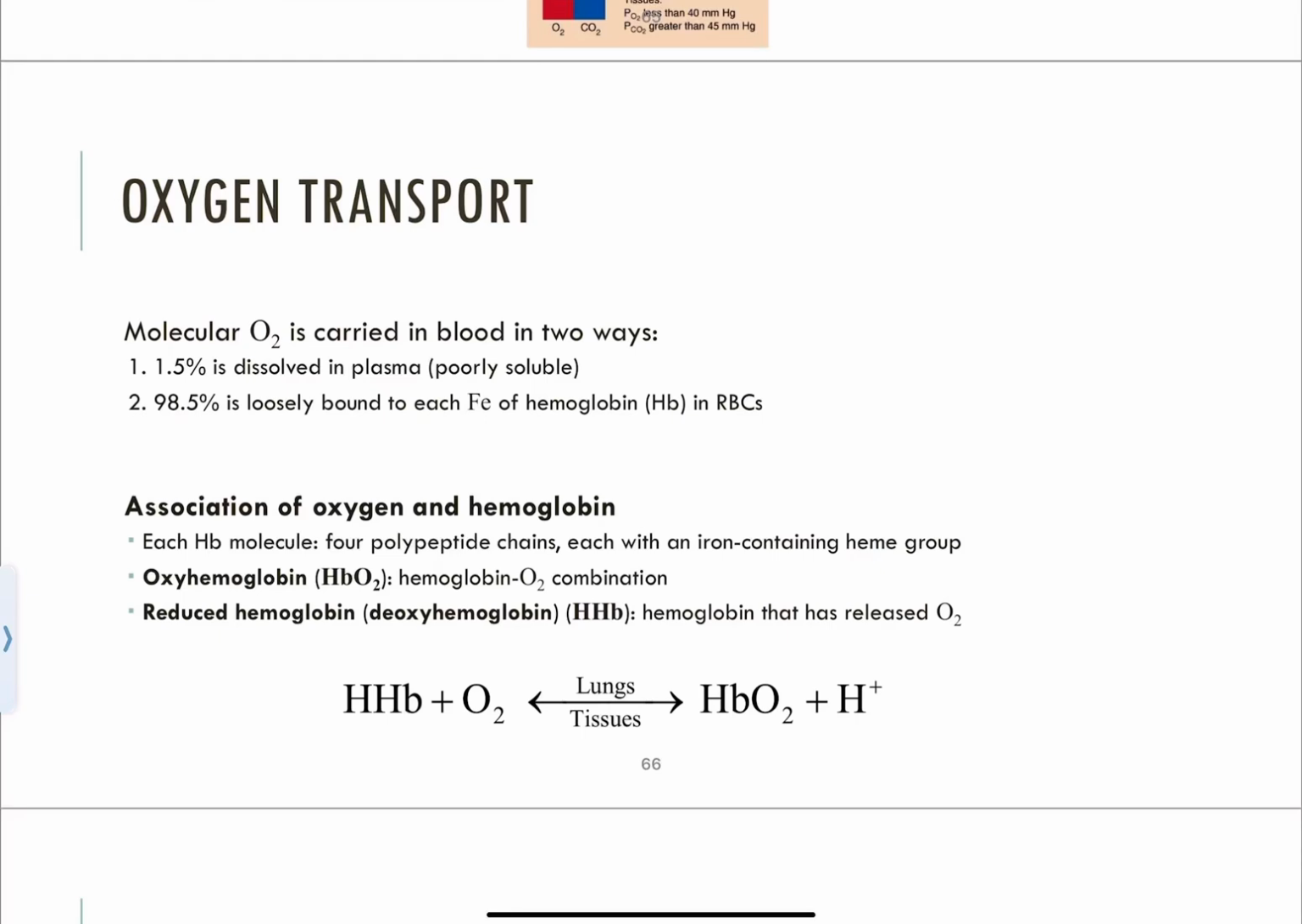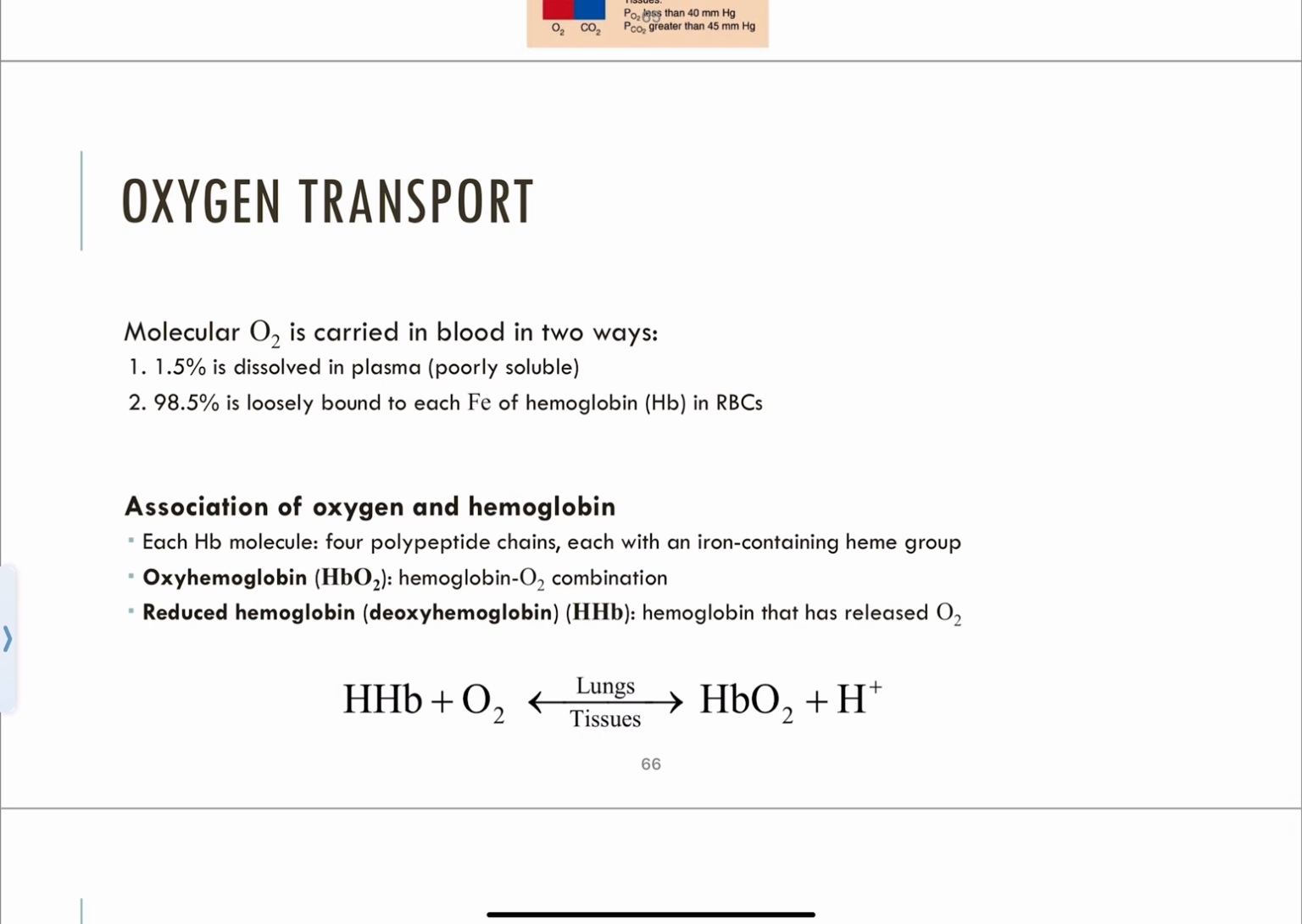Okay, now moving on to section 7, where we're going to talk about how we transport these gases. If we're talking about oxygen, that's predominantly going to be transported by hemoglobin. And when we're talking about carbon dioxide, there's actually a couple of different ways in which we can transport carbon dioxide. So let's start with oxygen transport first.